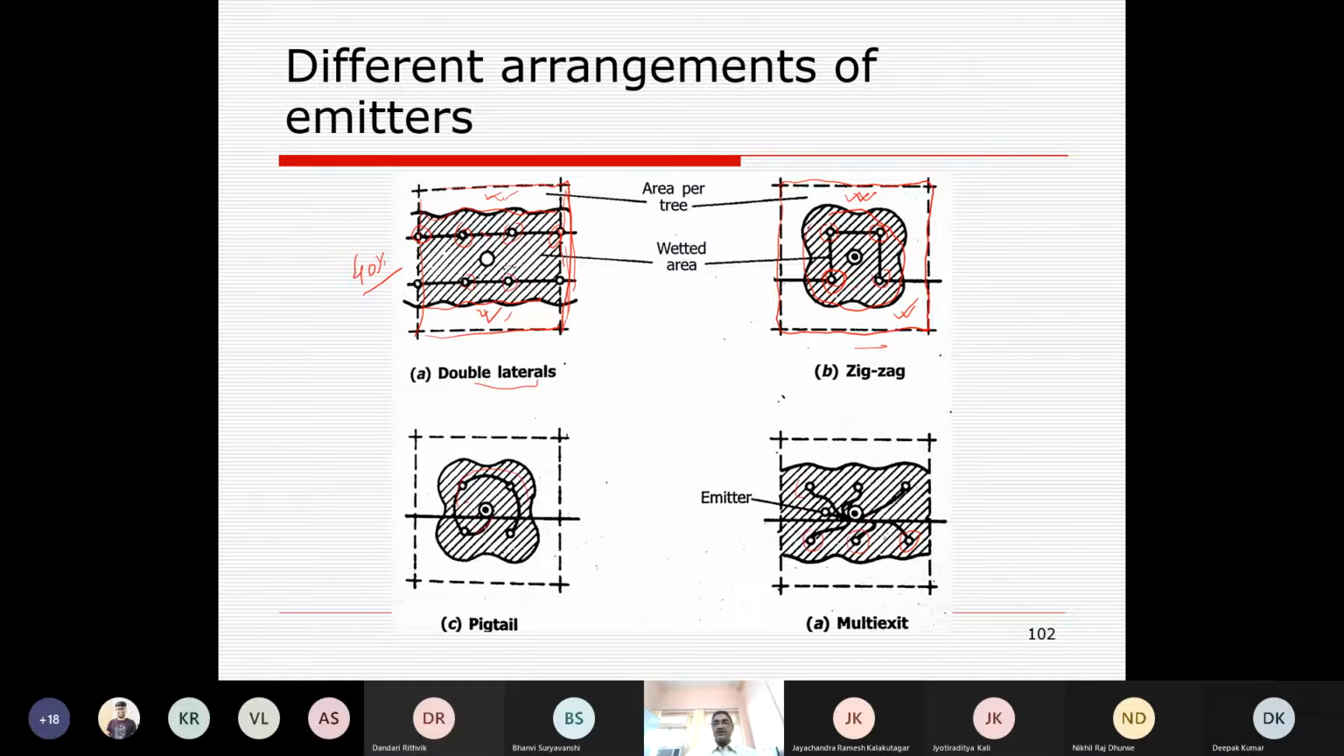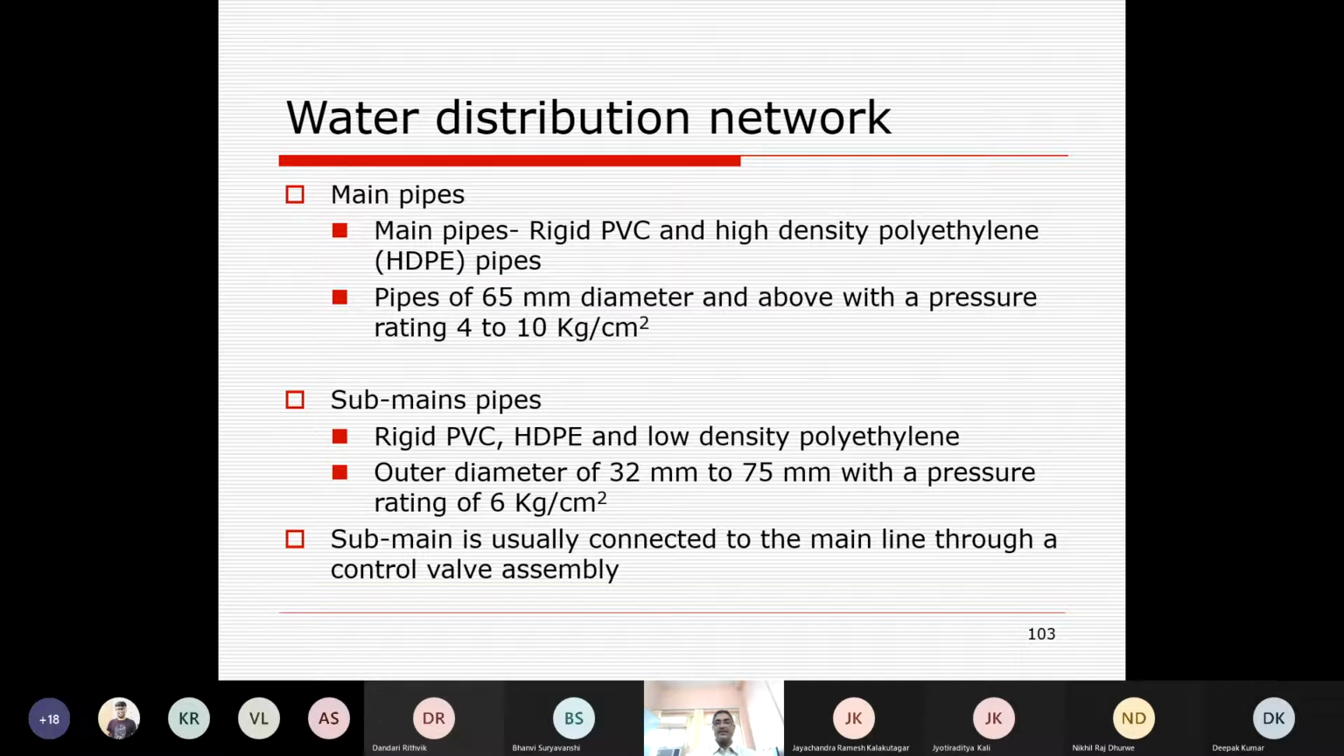For the rest of the design part of the drip irrigation system, the first and most important is the water distribution network. In this we have the pump. If you recall, from the pump we have the main line, then different filters, then if it is fertilizer application at the same time, a fertilizer injector, venturi basically we use, and then it goes to the main line, and from main it is the sub main line, and from sub main laterals are arranged, and within laterals we are putting drippers.